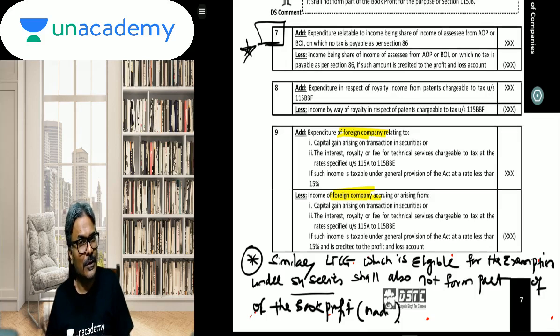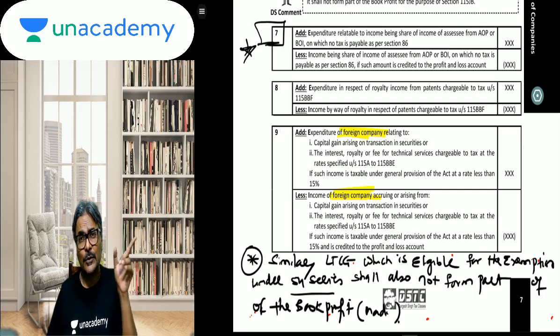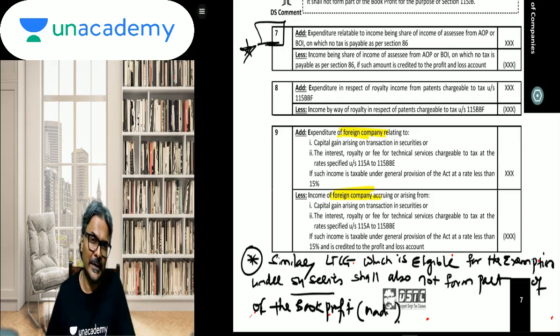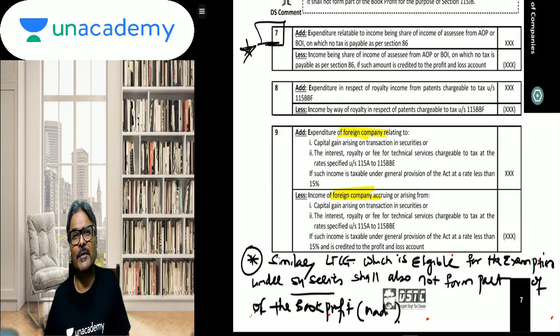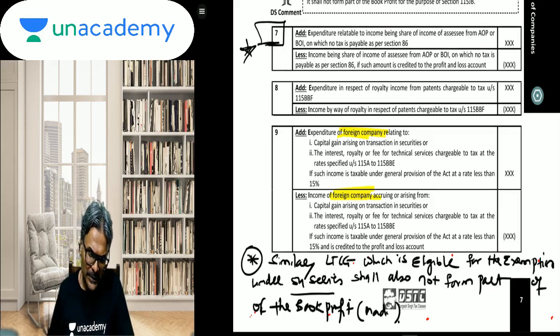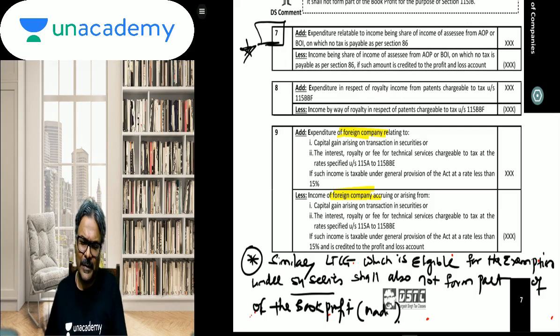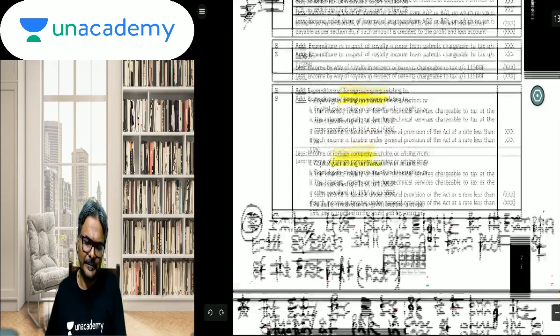The government took the cognizance of this fact, and accordingly for these foreign companies, if they have any income which is getting charged to tax at a rate which is less than 15% as per the normal provision, then those incomes will not form part of the book profit. That is the provision as far as this point is concerned. So students, if you can just have a look at point number 9 again, add and less both. Please read both add and less, all of you, point number 9.